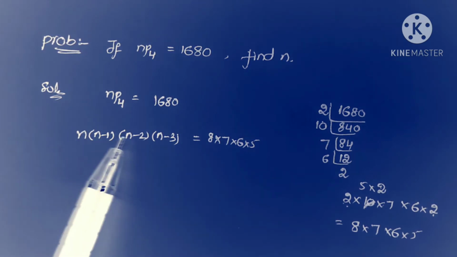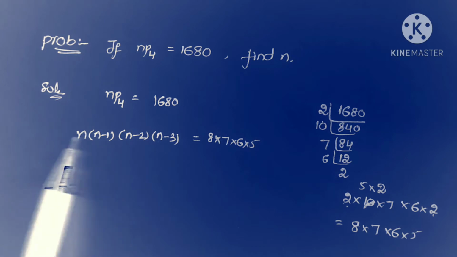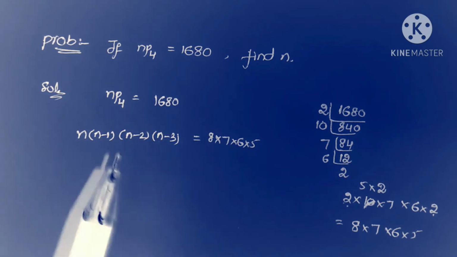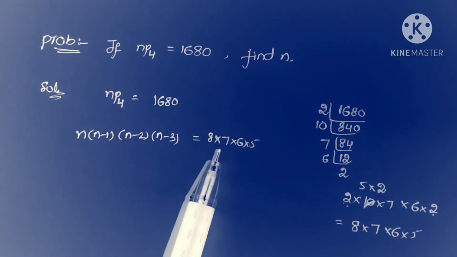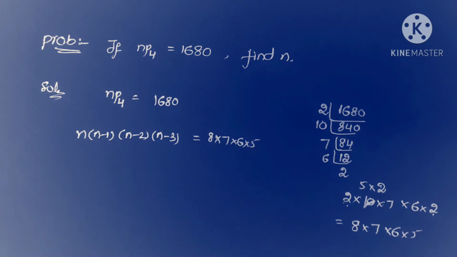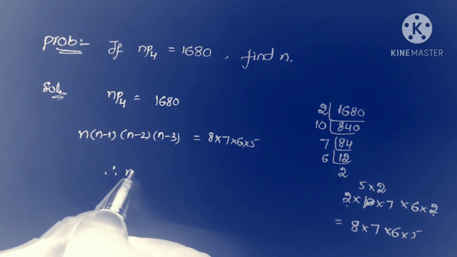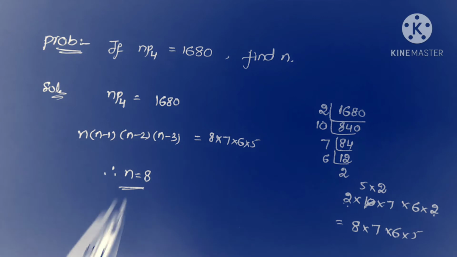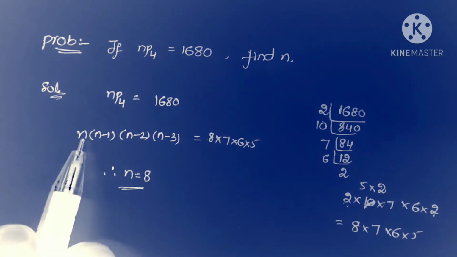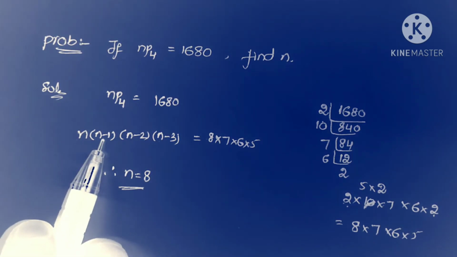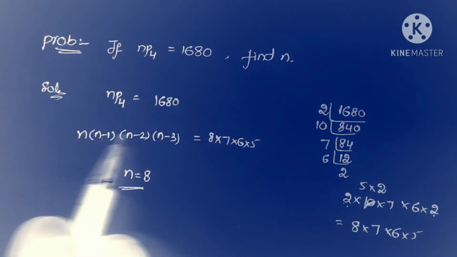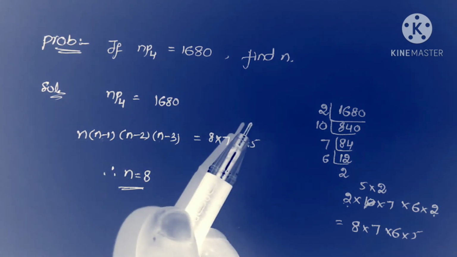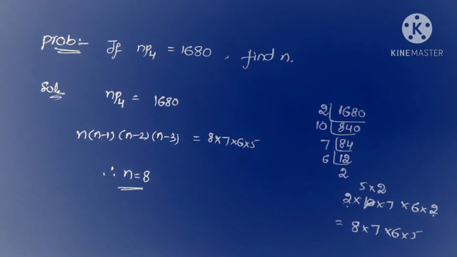Now n, n minus 1, n minus 2, n minus 3: here we have the values in decreasing order. Here also we take the values in decreasing order, 8, 7, 6, 5. Therefore, by comparison, the value of n is equal to 8. First value equals first value, n is equal to 8. Second value equals second value, n minus 1 is equal to 7 and n is equal to 8. Whatever we take, we get the answer n is equal to 8.